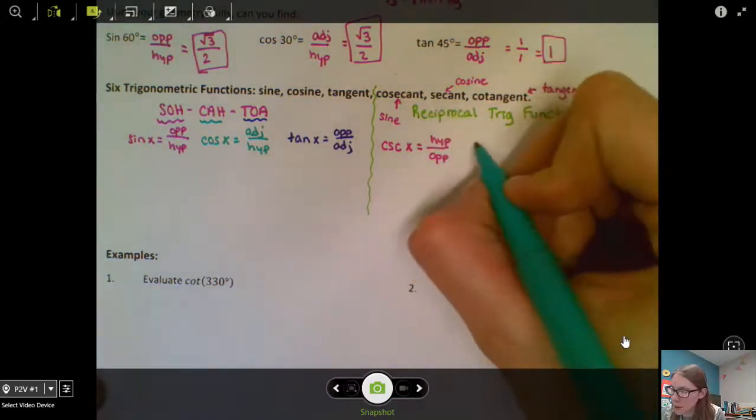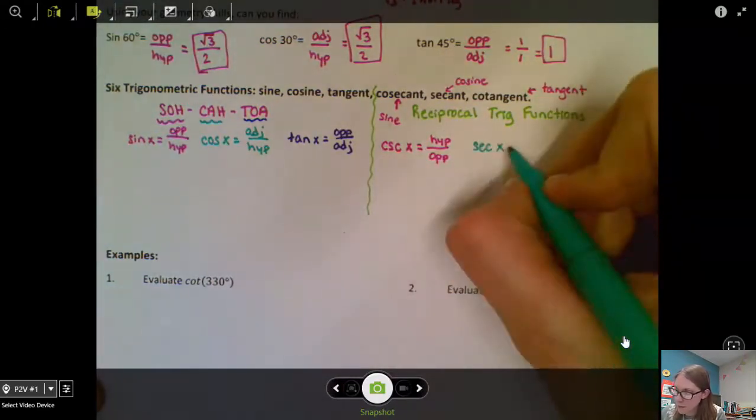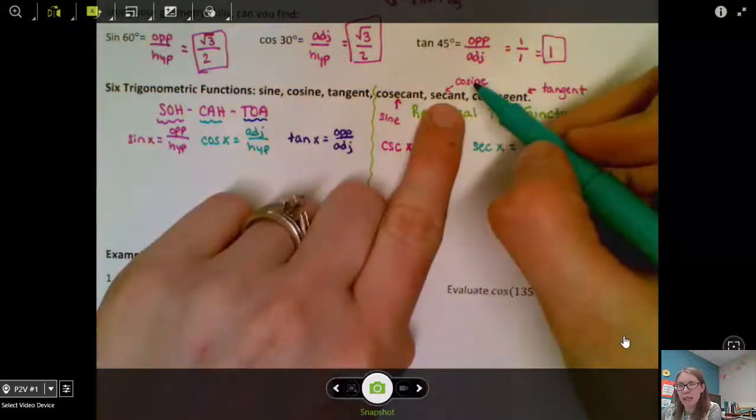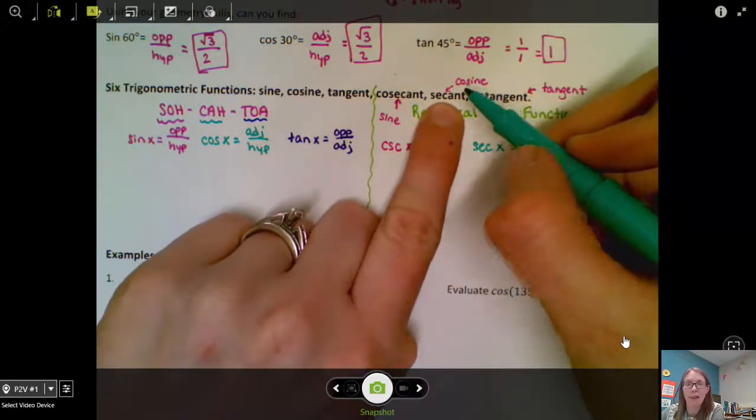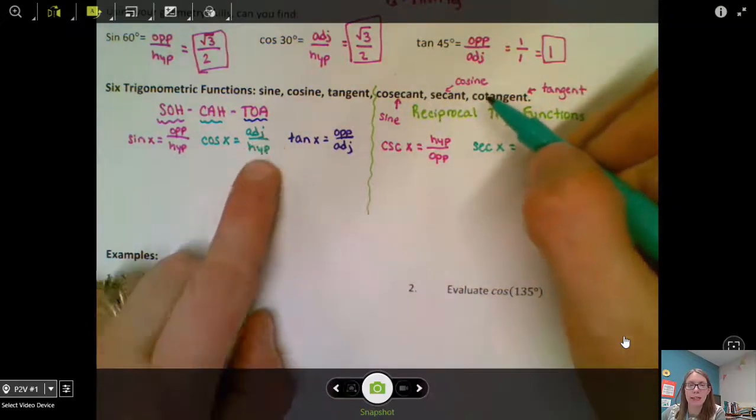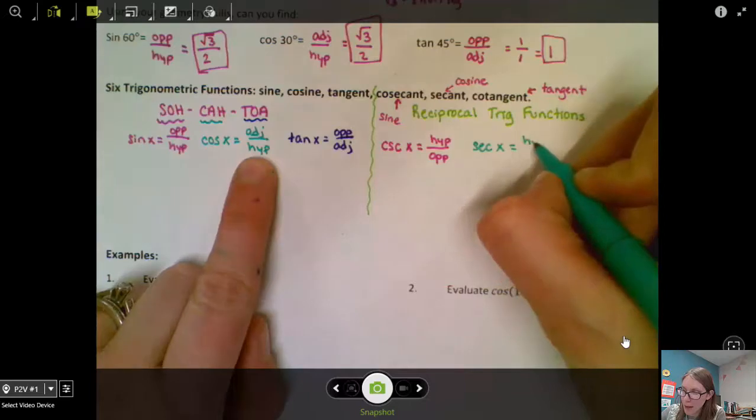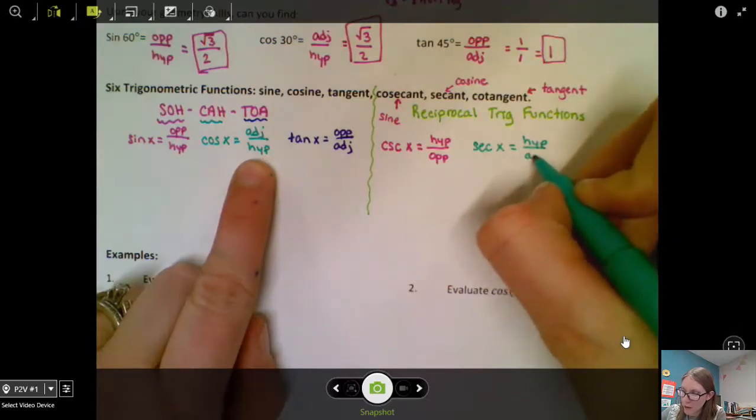Secant is abbreviated SEC. Secant and cosine are reciprocals of each other. And to find cosine, we take the adjacent over the hypotenuse. The reciprocal of that would be the hypotenuse over the adjacent.